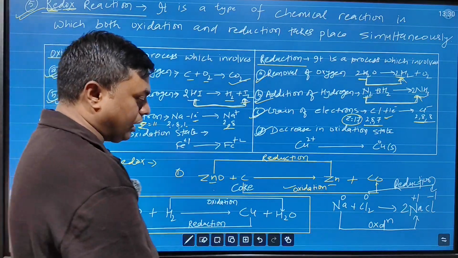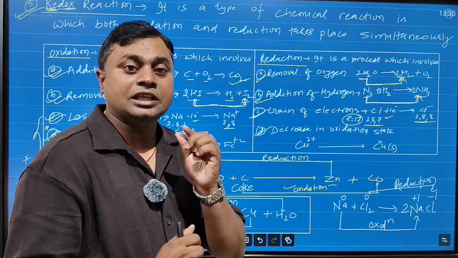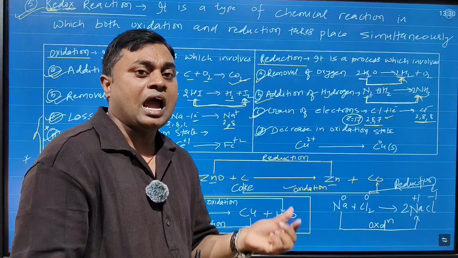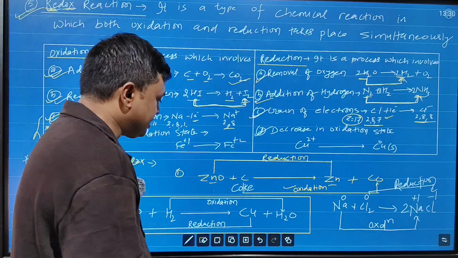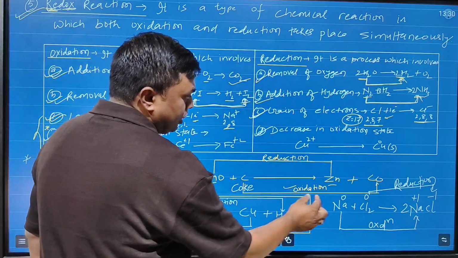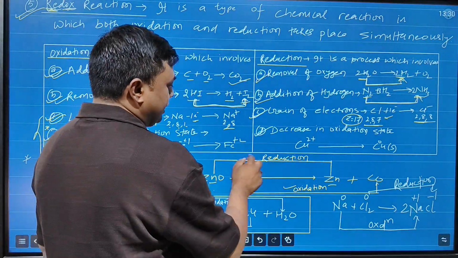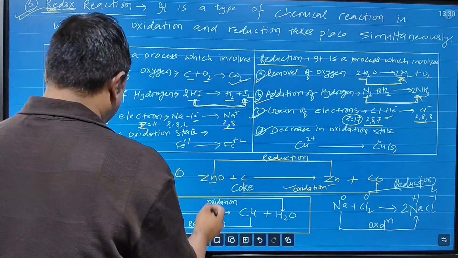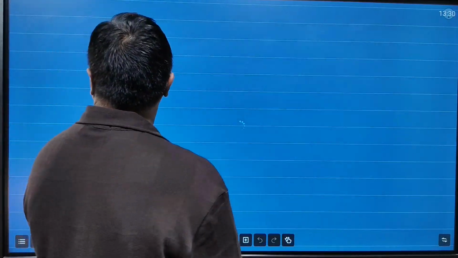They may ask you to identify the oxidizing agent and reducing agent. You should remember one thing: the substance which undergoes oxidation is the reducing agent, and the substance which undergoes reduction is the oxidizing agent. You can see here in this case, coke is undergoing oxidation. Yes or no? So coke is the reducing agent and zinc oxide is undergoing reduction. So zinc oxide is what? Reducing agent. Sorry, oxidizing agent. Zinc oxide is the oxidizing agent.